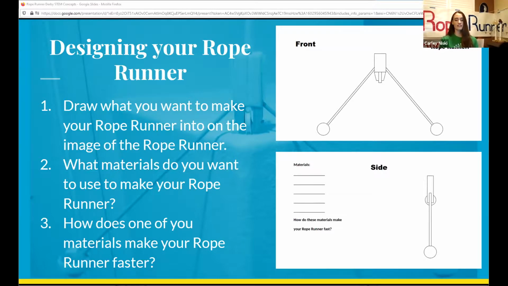Does anybody else have any ideas? I might use counterweights just to add some weight to mine. Okay. So, yep, that way it'll counter the effect of the air resistance, right? Yes. Okay. Anybody else? Any other ideas or what materials? You don't have to share your idea. You can just share what materials you want to use.